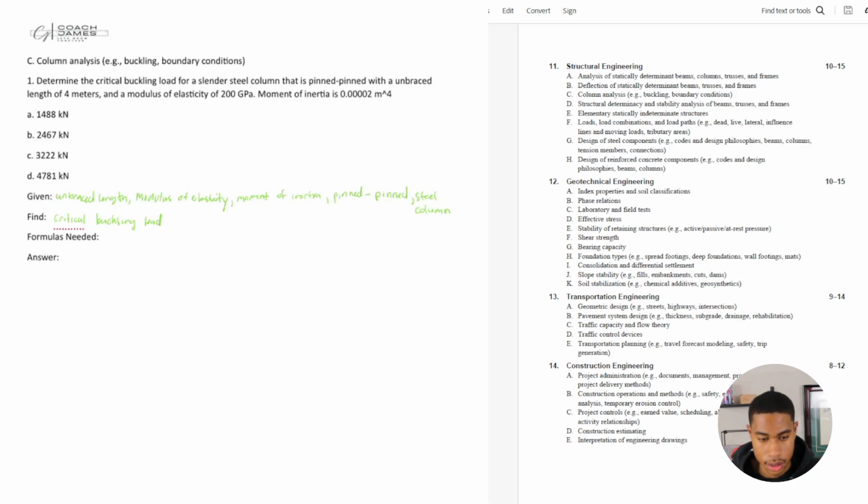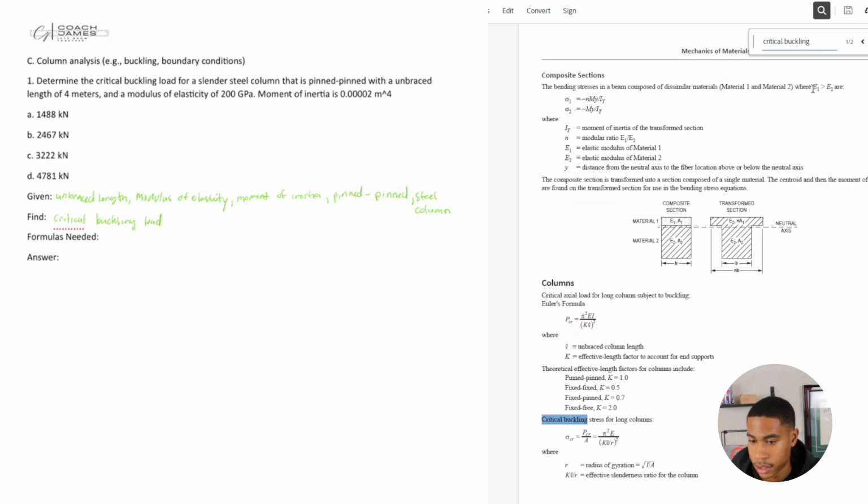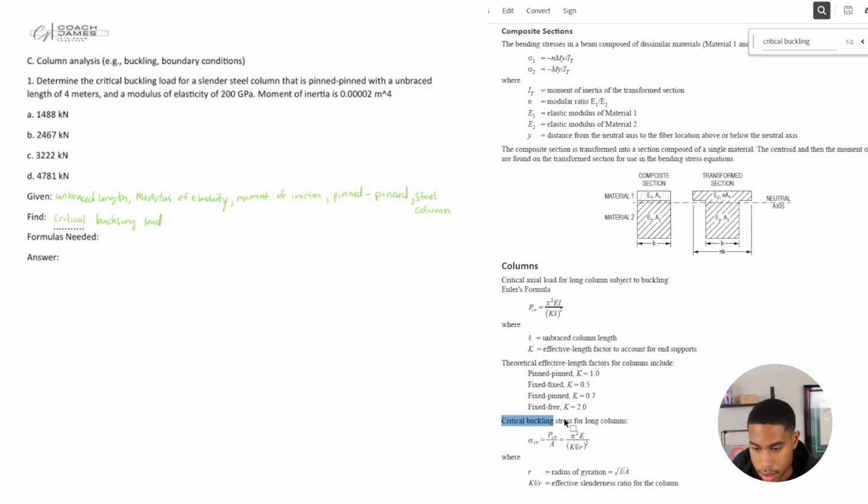All right, so I'm going to search critical buckling. And when I do that, I come to this section. And so this is the critical buckling stress. But the critical load for a long column subject to buckling, you would use this formula.